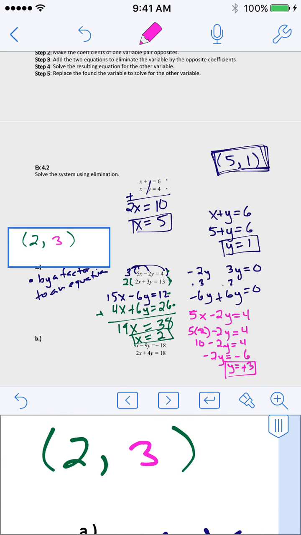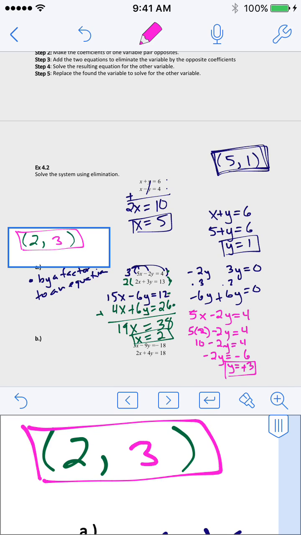Alrighty, so that means the other half is 3. We get a coordinate pair of 2, 3.